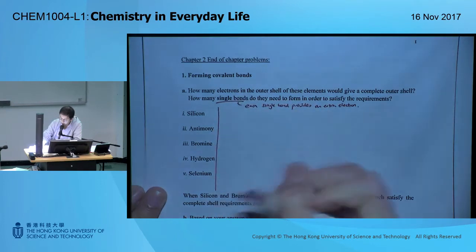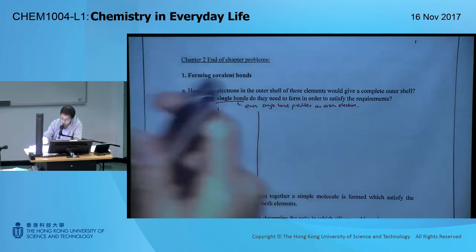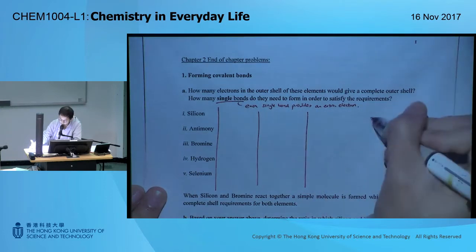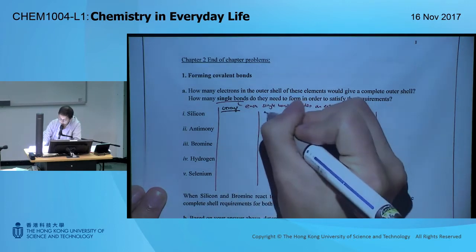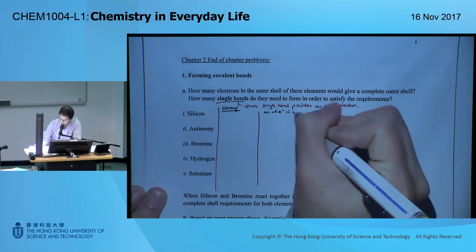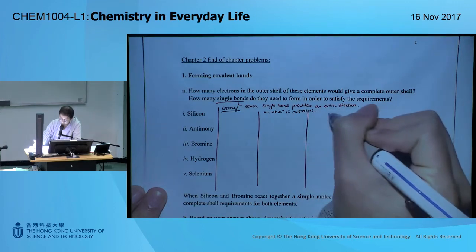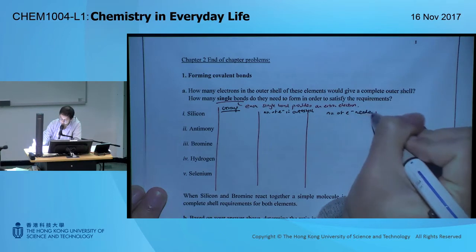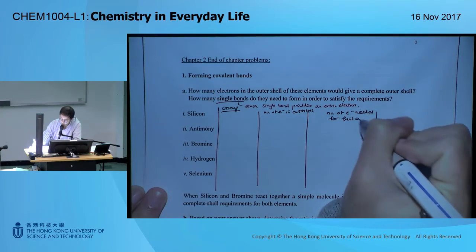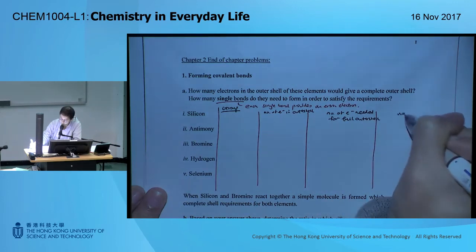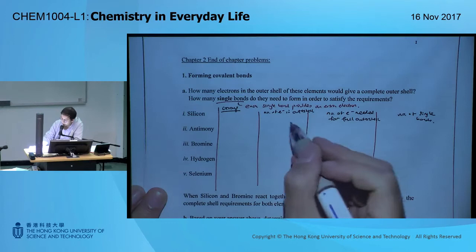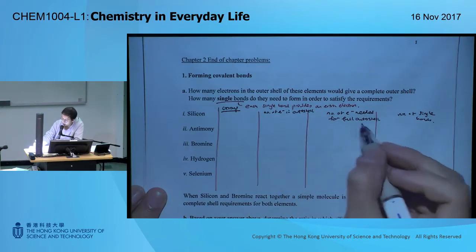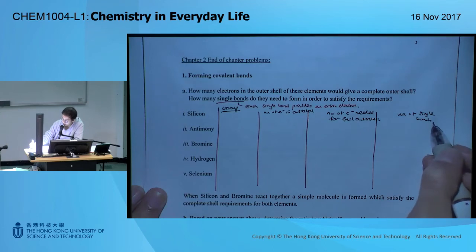So we can make a table maybe to do this. We have the group, number of electrons, so we have 4 criteria. The first one is the group number, and then the number of electrons already in the outer shell, number of electrons needed for the full outer shell, and number of single bonds needed for that.